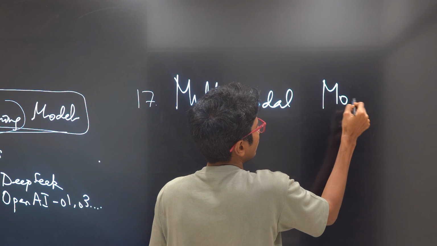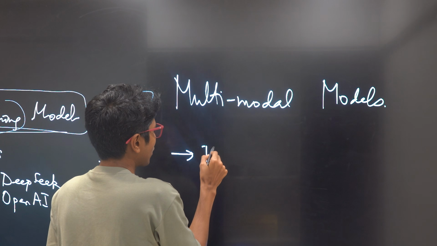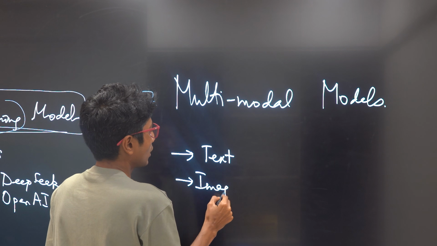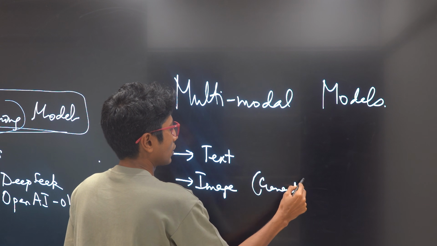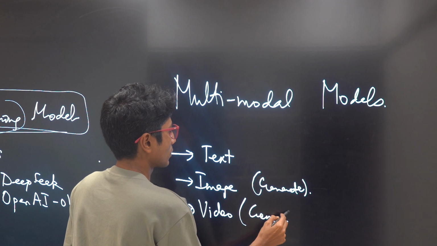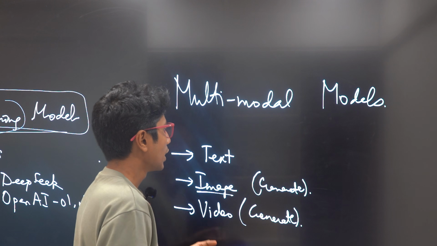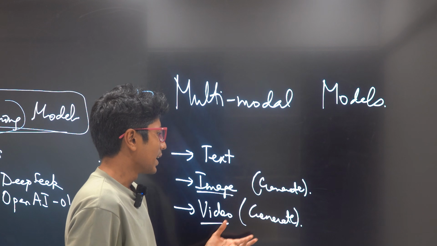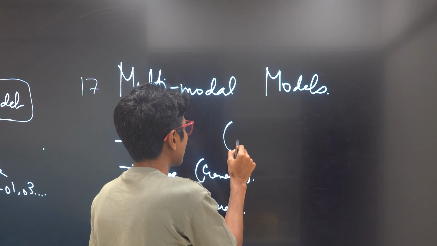Multi-modal models. Okay, so the basic idea is that most large language models that we know of operate on text. But what about models which can accept and create images, generate images? What about models which can accept and create videos? Okay, so they can analyze images, they can tell you the number of apples in an image, let's say, or they can modify an image to create a new image. Similarly for video.